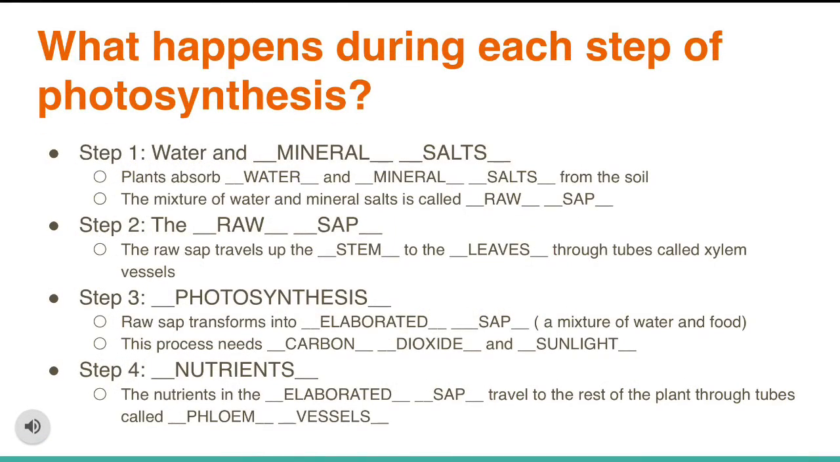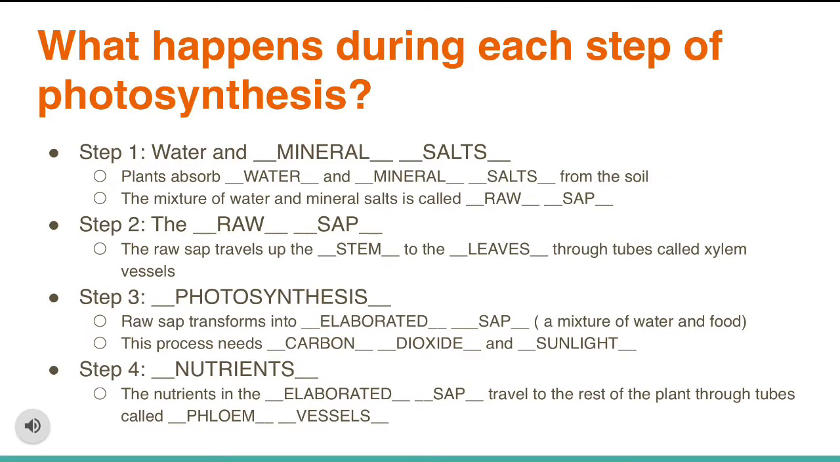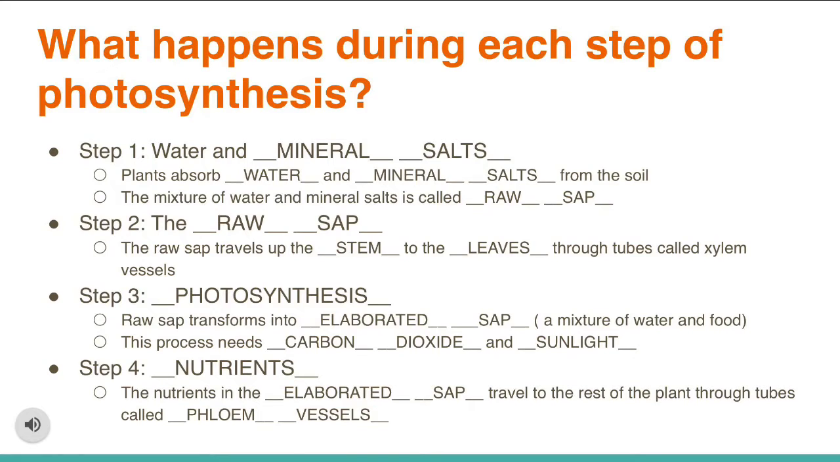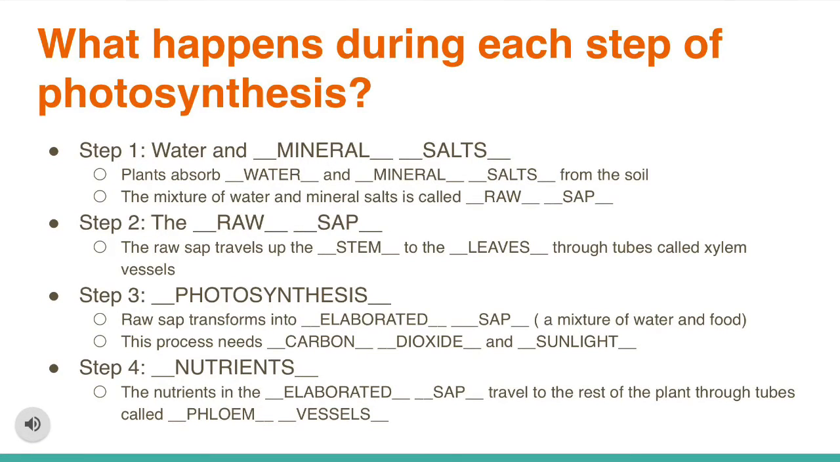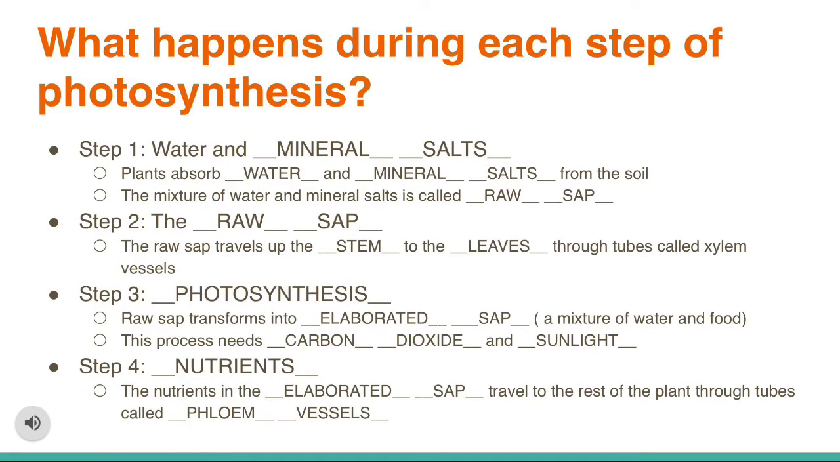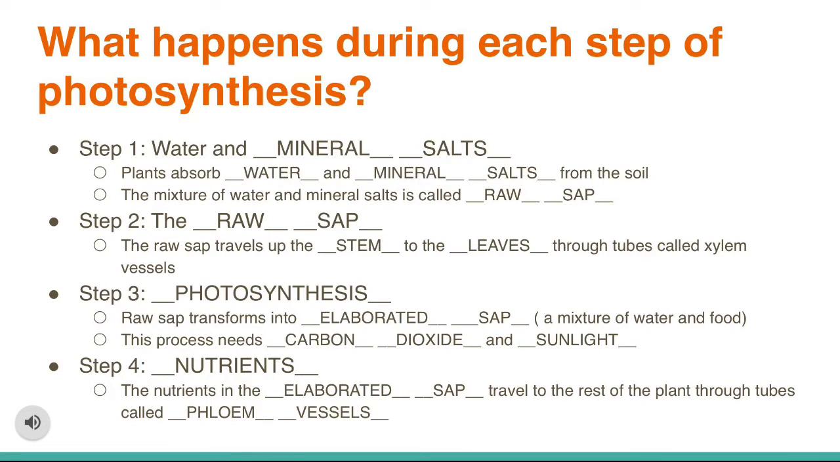What happens during each step of photosynthesis? Step 1. Water and mineral salts. Plants absorb water and mineral salts from the soil. The mixture of water and mineral salts is called raw sap. Step 2. The raw sap travels up the stem to the leaves through tubes called xylem vessels.